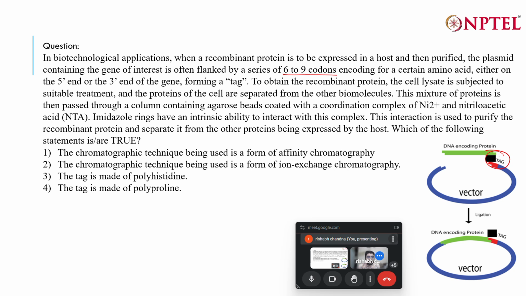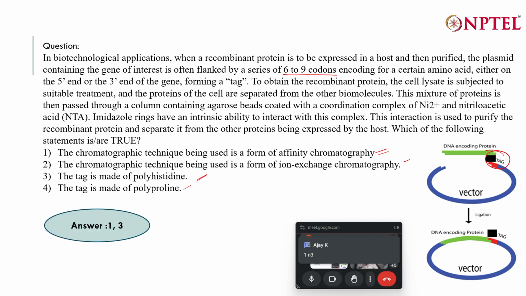So, is the question clear? Option A. Okay, 1 and 3. Okay, any more answers? 2 and 4. Okay. So the correct answer is 1 and 3.